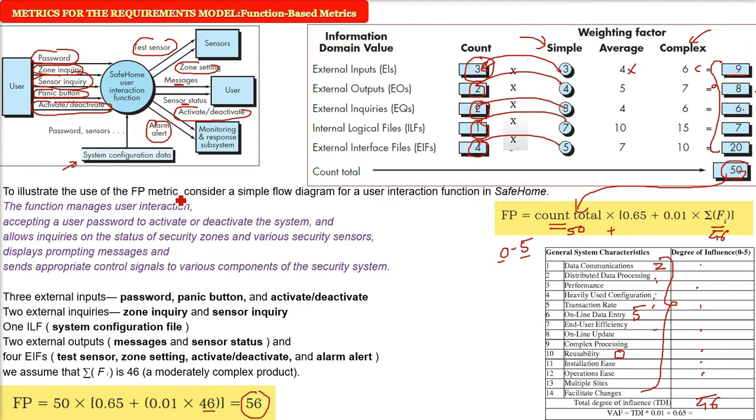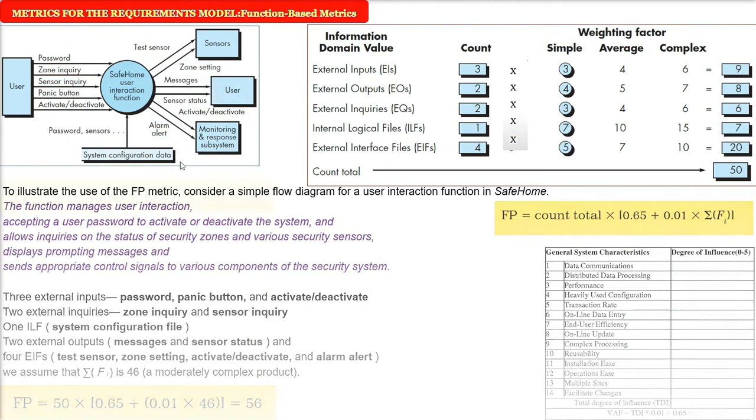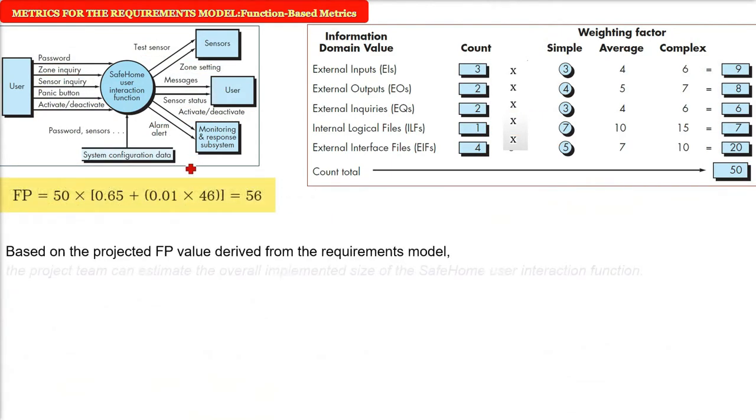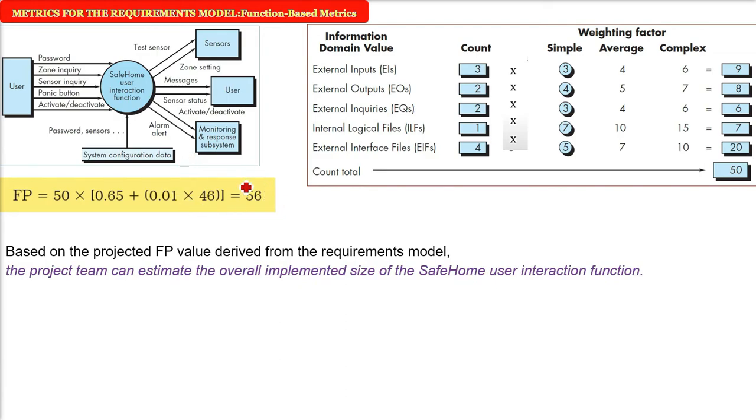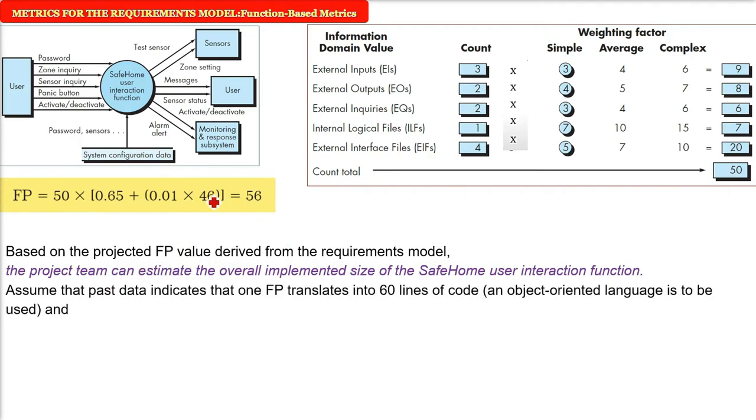56. Now the thing is, why is it important? What do we infer from it? Our idea is not for computation. What do we do? Based on this projected function point value, which is derived from the requirement model, now the project team can estimate the overall implemented size of the safe home user interaction function. Just assume that past history of this kind of project has given us that one function point translates into 60 lines of code if we use the object-oriented language. So how many function points are here? 56.